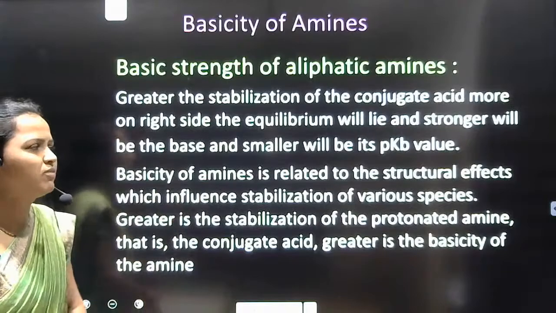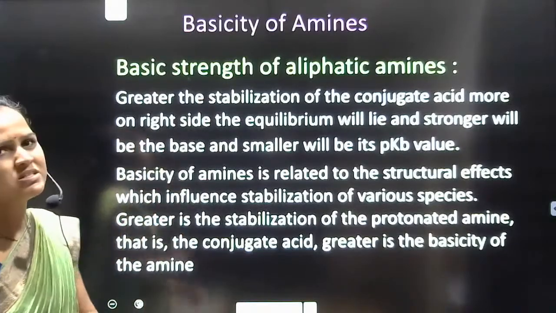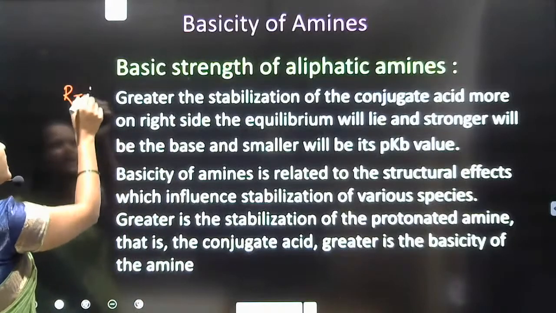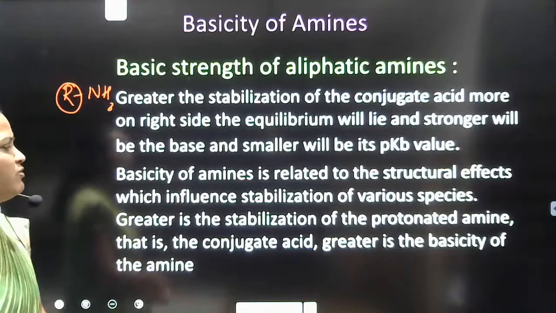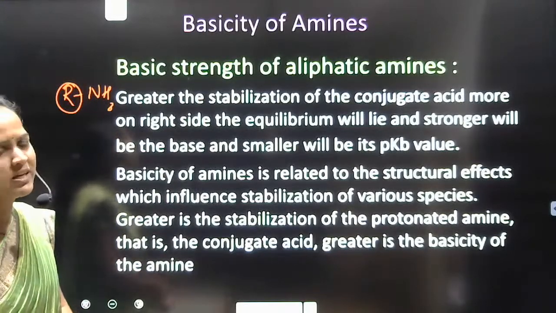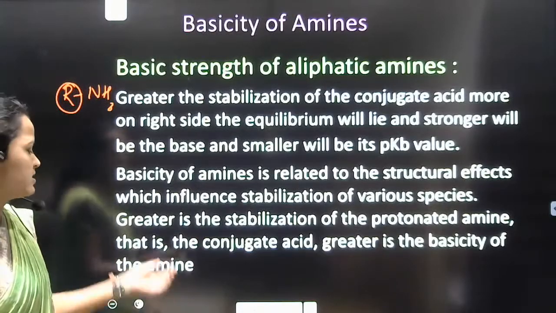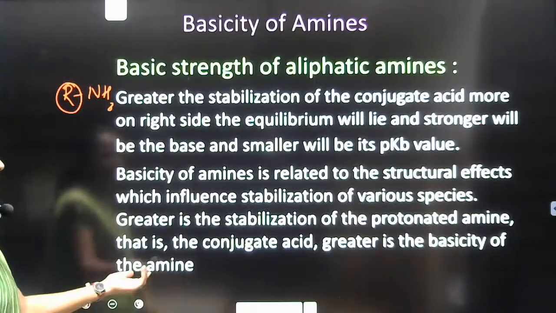So the basicity of amines is related to the structural effect. It depends upon R in RNH2, which influences the stabilization of various species. Greater is the stabilization of the protonated amine, that is the conjugate acid, greater is the basicity of the amine.